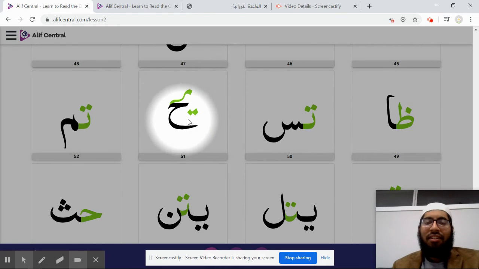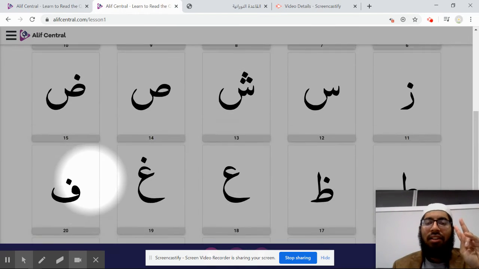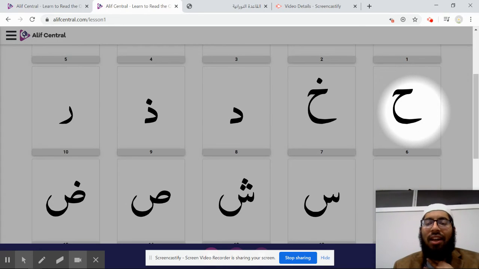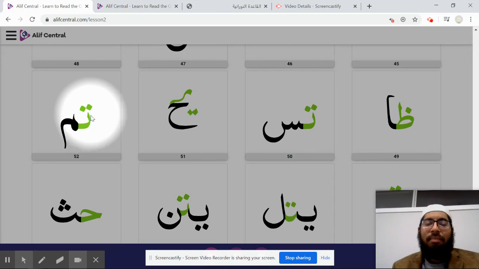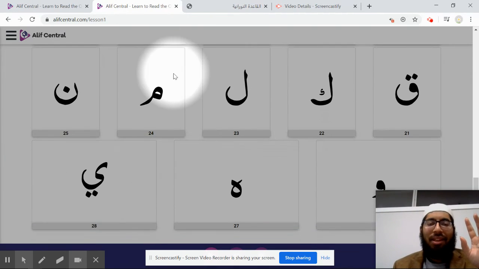Ya, ha. Ya is the letter with the two dots on the bottom. That's ya. And the ha is this one. This is the ha, from the throat. Ha. Ta, mim. Ta, two dots on the top. Mim, like a microphone. This letter, mim. This one.